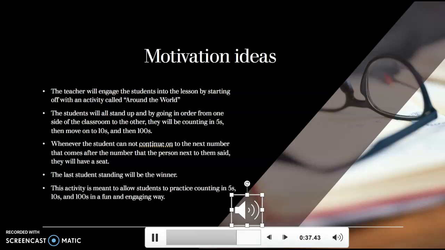This activity is meant to allow students to practice counting in fives, tens, and 100s. It is a very fun and engaging way to have the students practice counting in this pattern.